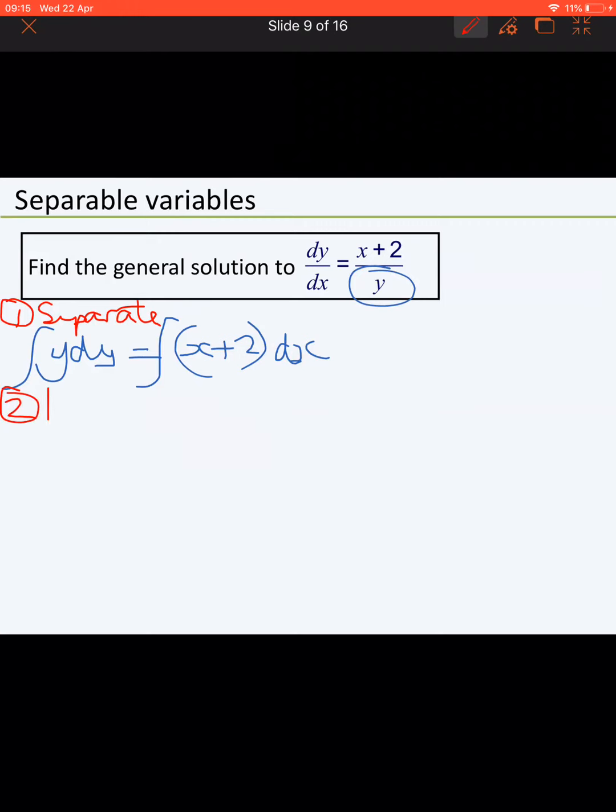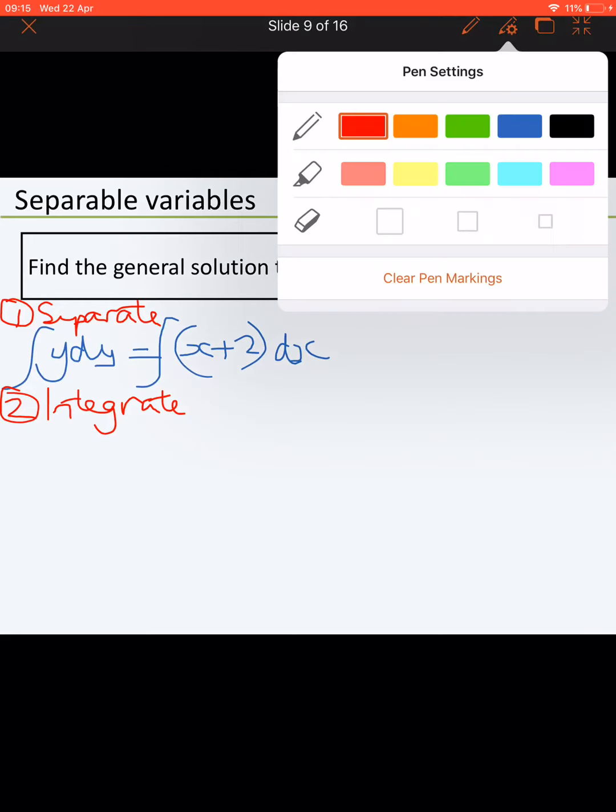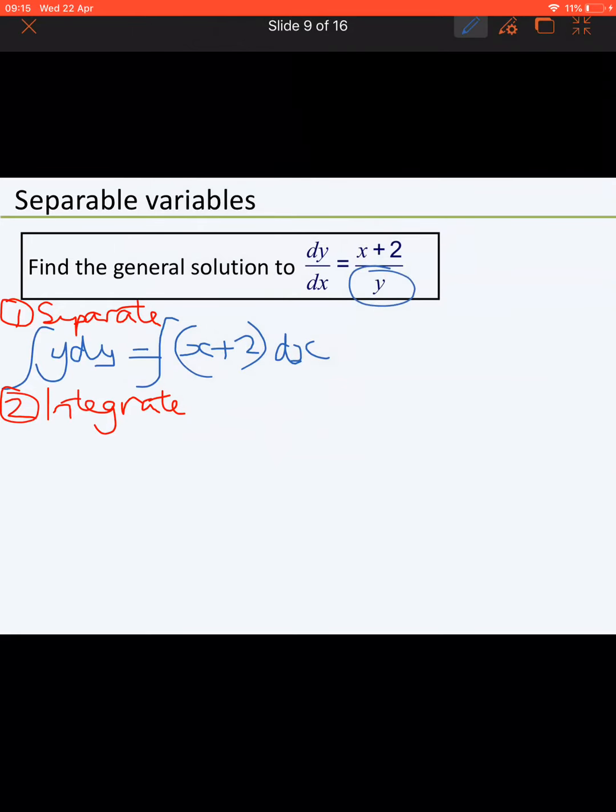Step 2 is then that we perform that integration. Remember that we integrate the left with respect to y because it has dy, so that becomes a half y squared. Then the right hand side is equal to a half x squared plus 2x plus the c.